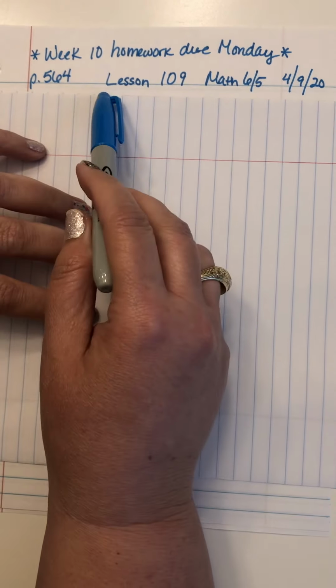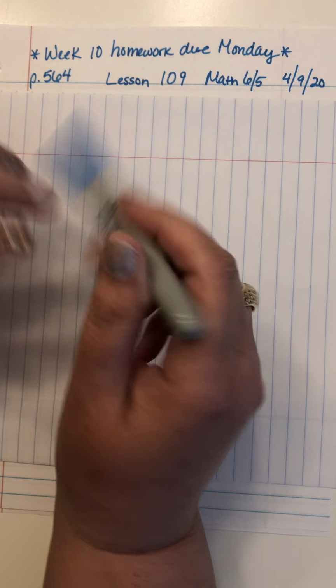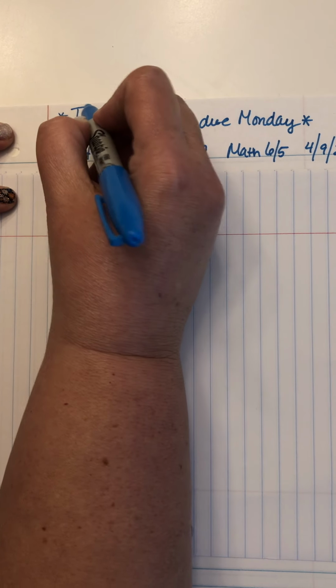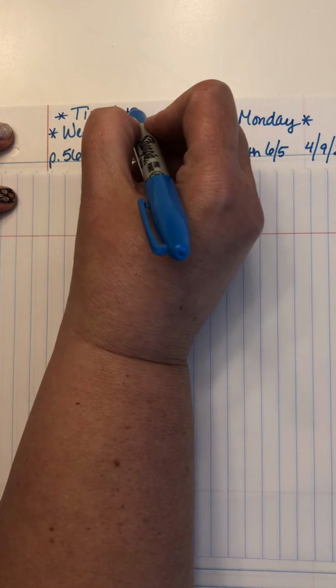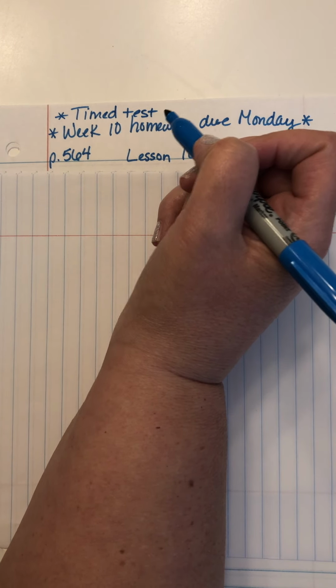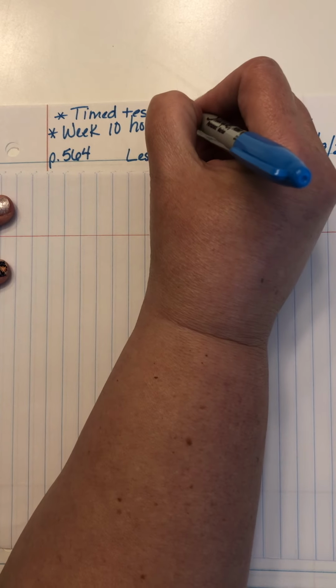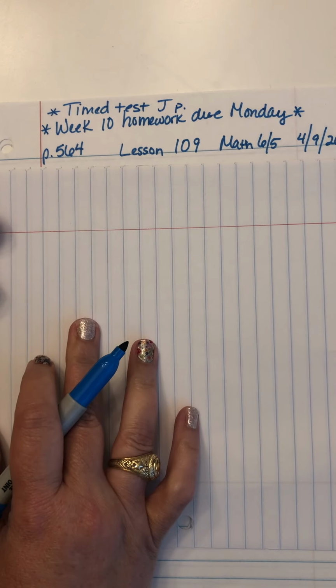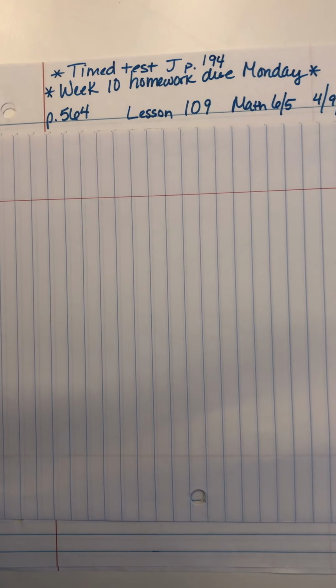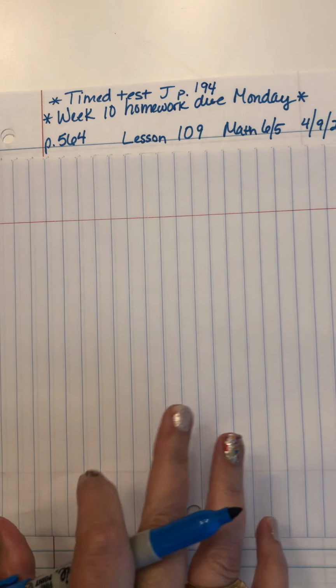So lesson 109, time test. I forgot to tell you about your time test. Let me write it up here. Time test for today is time test J, which is on page 194 of your test and worksheet book. Okay, test J. So if you have not done that, please take time to go do that.